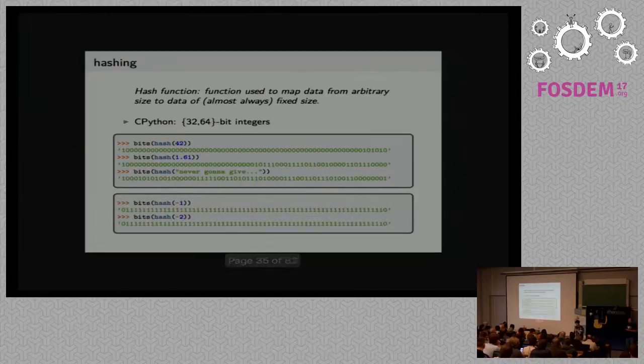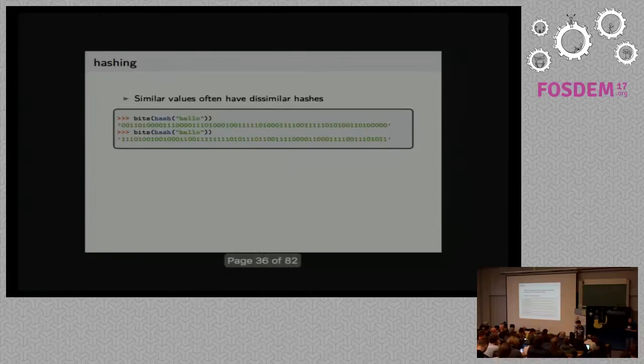One thing to note about hash functions is that the input space is of arbitrary size and the output space is fixed, so there might be collisions. The easiest one is that -1 and -2 have the same hash in CPython. Having the same hash doesn't mean having the same value. Another thing to note is that similar values often have dissimilar hashes. If you say hello in English, the hash is going to be this number. But if you now say hallo in German, the hash is completely different, even though they're pretty similar objects.